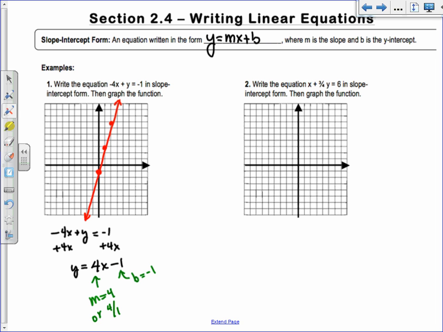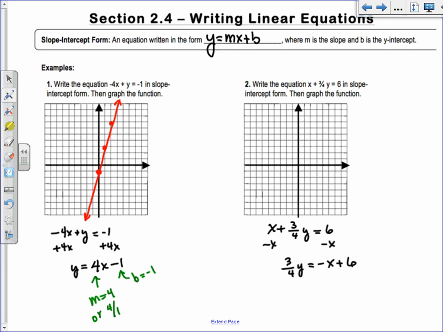Same thing for this one. Now you have x plus 3/4 y equals 6. I want to get the y by itself, so I'm going to subtract the x from both sides. So I get 3/4 y equals negative x plus 6. I put the x part first.